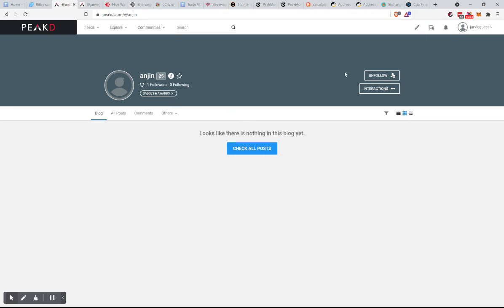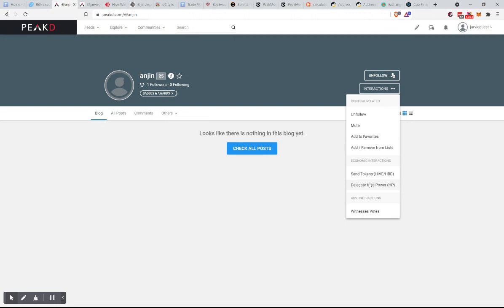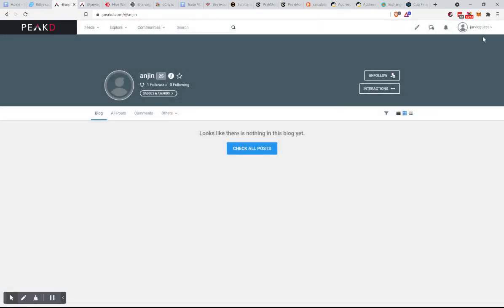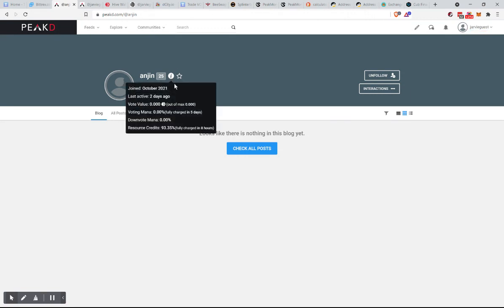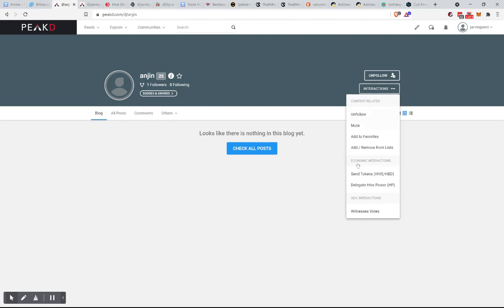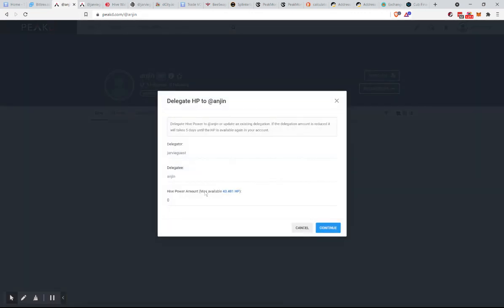Okay, so we're going to delegate Hive power. We have 43 Hive power on our account. We'll give you, well, let's double check. How much are we already using? Now let's just give you 10. You're down to 93%. You're in such danger of running out of resource credits. But also you'll have a higher vote. So delegate Hive power. I'm going to give you half of what I got today.